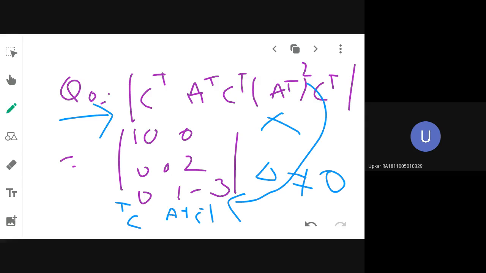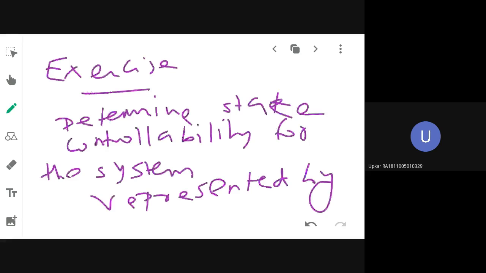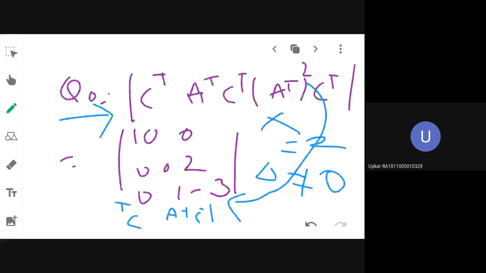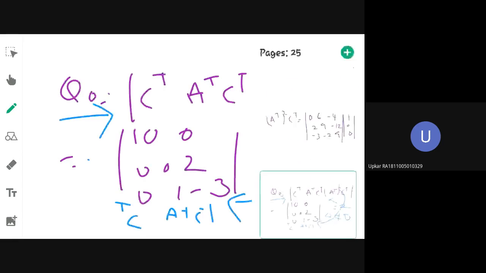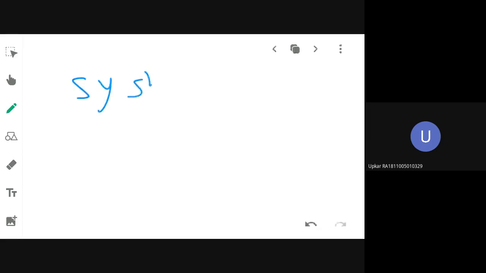Somebody is calculating the determinant. -2. Yes, it is equal to -2. Again, it is a non-zero element. Okay, so you can prove that the system is completely state observable.